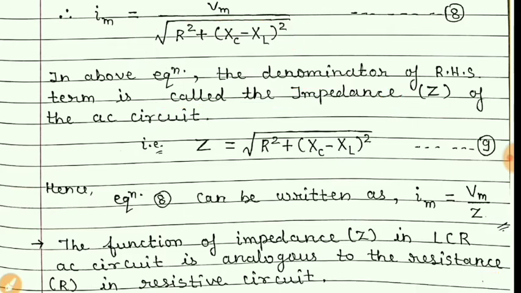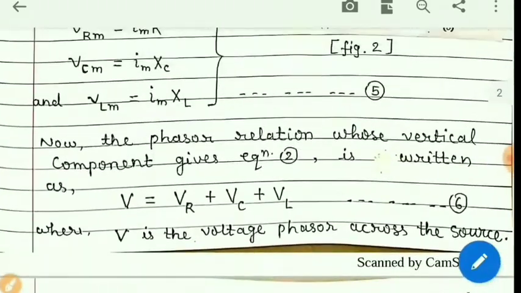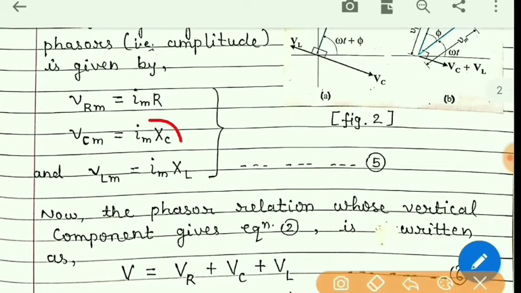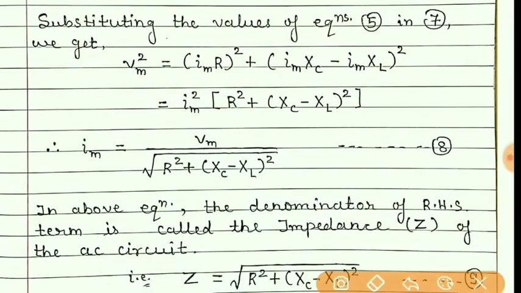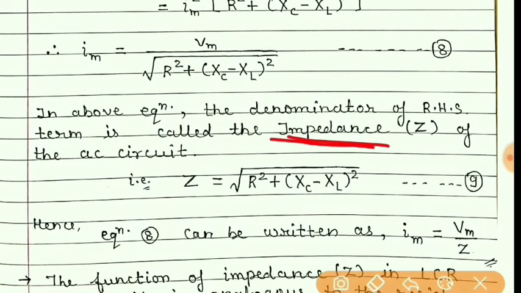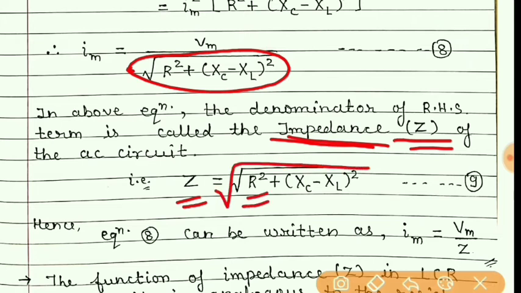Students, we know that if only an inductor or only a capacitor was there, then we call that term capacitive reactance or inductive reactance. But here all three are connected, and so the resultant of all these terms gives us this value, which is known as the impedance of the circuit, denoted by Z. So definitely we can say now Z is equal to root of R square plus (XC minus XL) square.